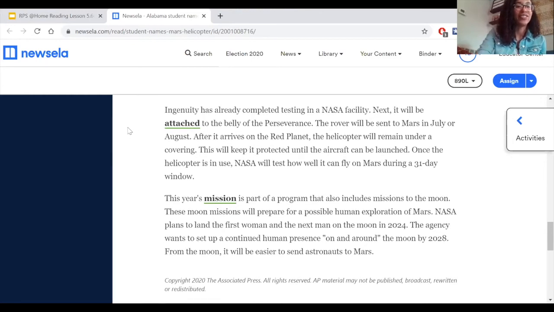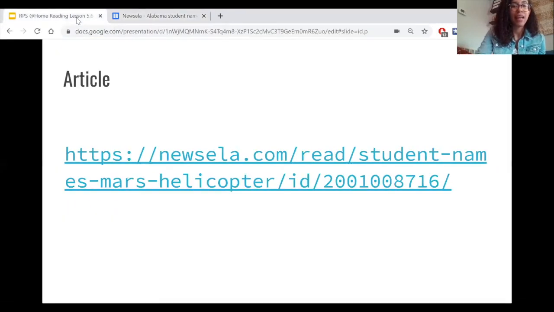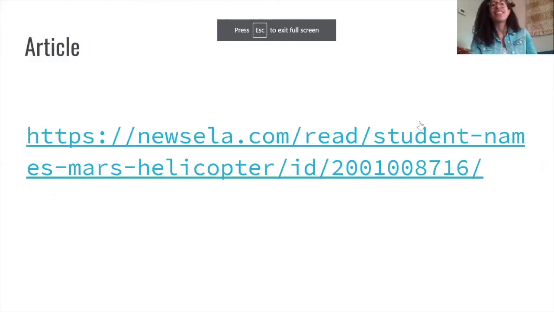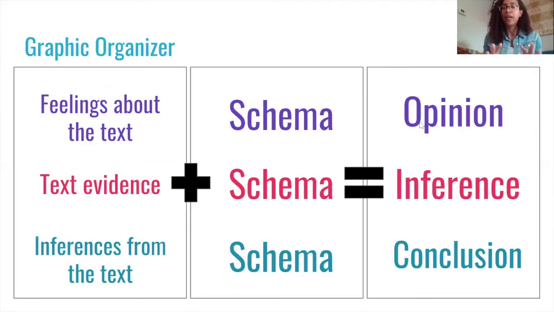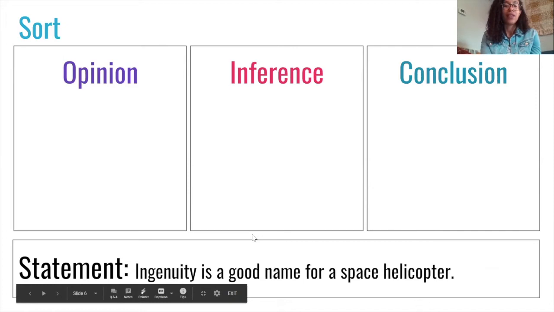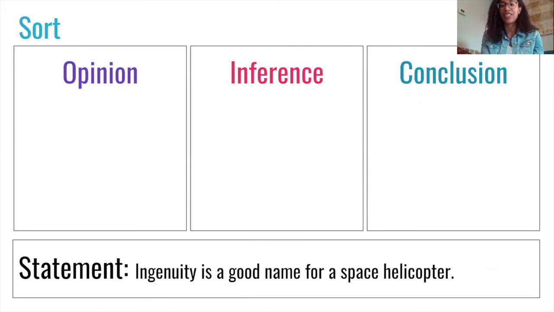That's all very interesting. So let's take a look back at our slideshow. Now, I went ahead and popped our graphic organizer on here again, just to remind you. So we're looking at opinion, inference, and conclusion. Remember, this is just generally adding text evidence to what you know to create this skill. So we're going to have statements pop up at the bottom here of the slideshow. Sorry, my dog is walking around.